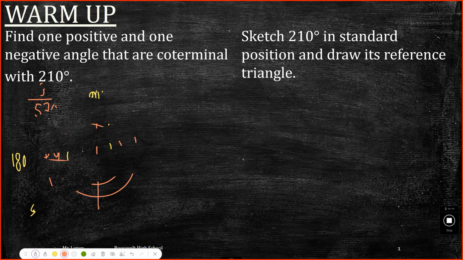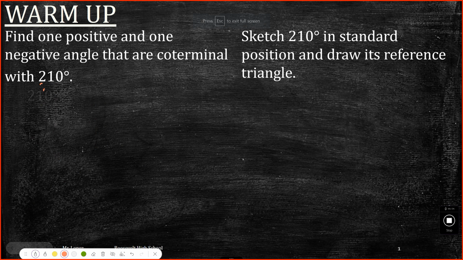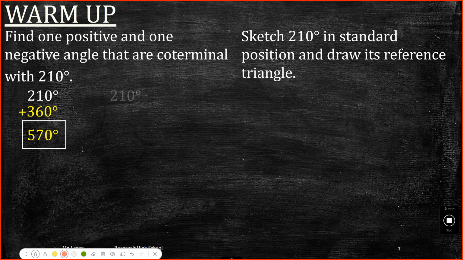The other one is to just go negative and then get to it. So one way to do this is just to the given angle, add 360 and that gives you that. To the given angle, subtract 360. That'll give you the answer, negative 150.